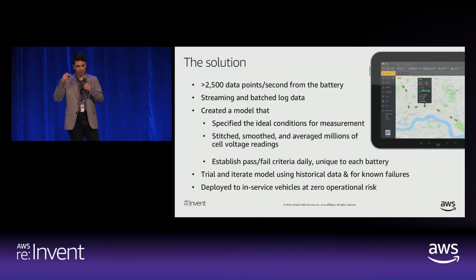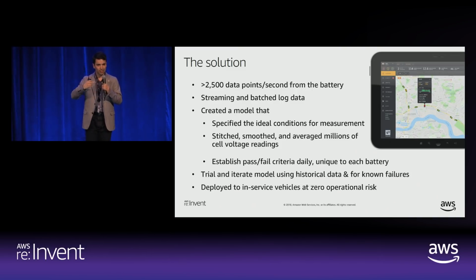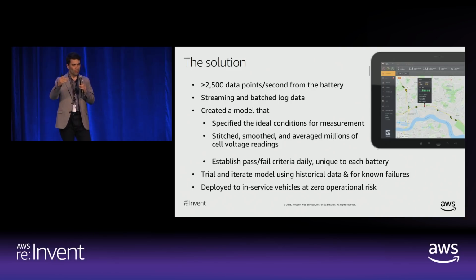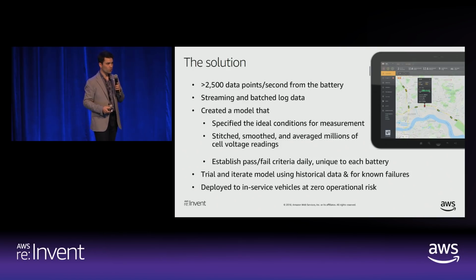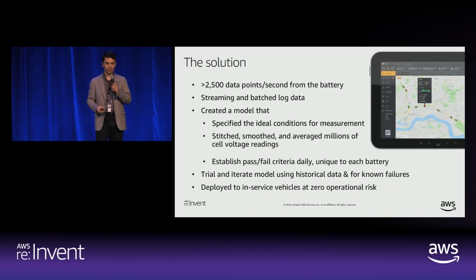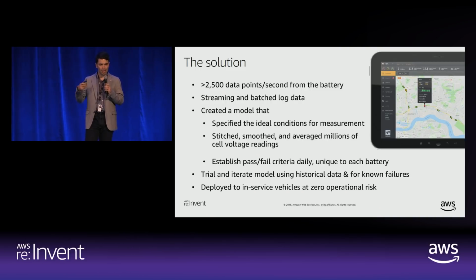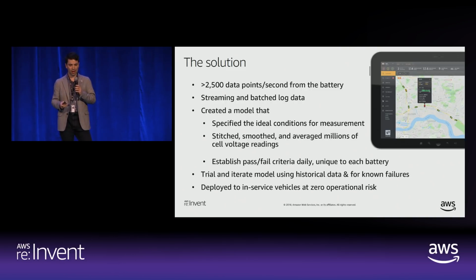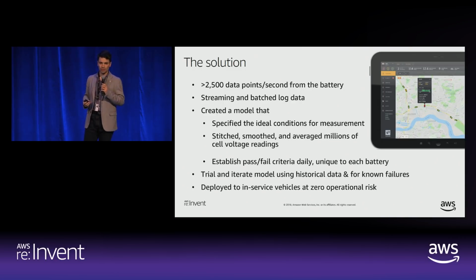So that model needs to recalculate on a daily basis exactly what that battery pack and what that cell is doing. So we trialed and iterated that model using those trillion points of historical data, and we trained that model on 4 known failures that we had experienced out in the field. And we deployed this to in-service vehicles at 0 operational risk.